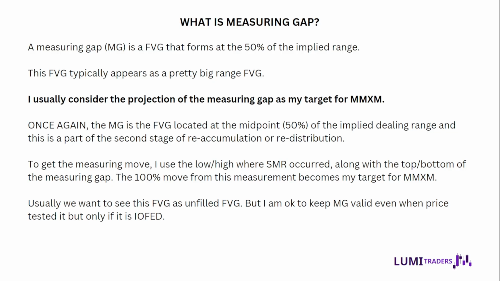Usually we want to see this fair value gap as an unfilled fair value gap, but I am okay to keep this measuring gap, this fair value gap, valid even when price tested this, but it must be an institutional order flow entry drill. What do I mean by institutional order flow entry drill? This is a fair value gap. For example, if you consider bullish fair value gap, I would like to see price testing this fair value gap, but I don't want to see it touching the 50% of this fair value gap. Everything above 50% is considered as institutional order flow entry drill.